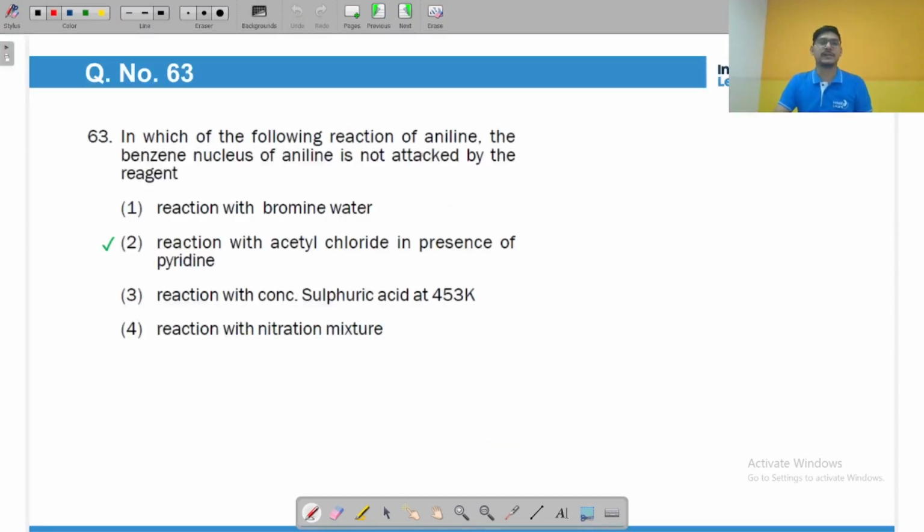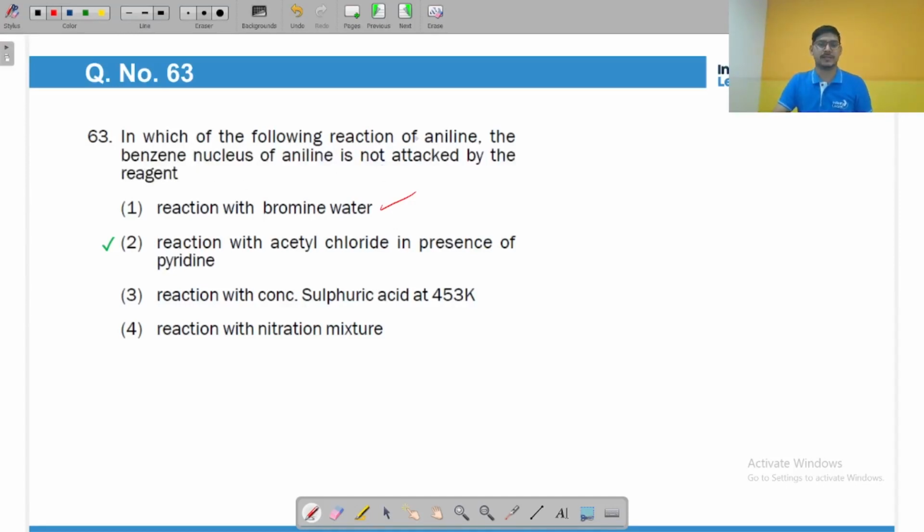In which of the following reactions of aniline, the benzene nucleus is not attacked by a reagent? Reaction with bromine water, reaction with acetyl chloride in presence of pyridine, reaction with conc. sulfuric acid, reaction with nitrating mixture. So you can find out, we are talking about where the benzene nucleus is not attacked.